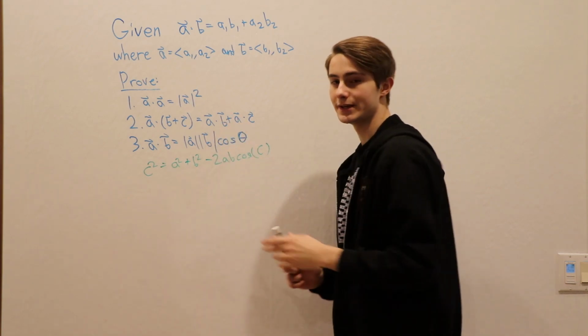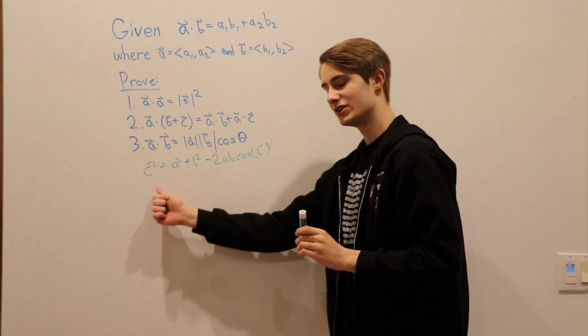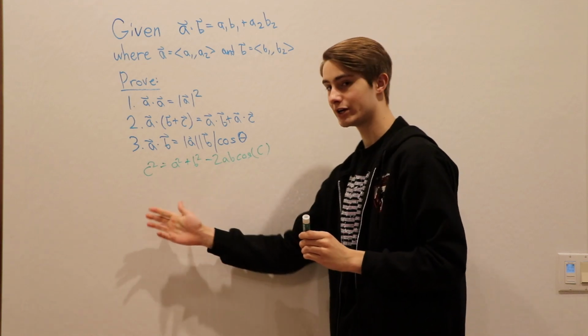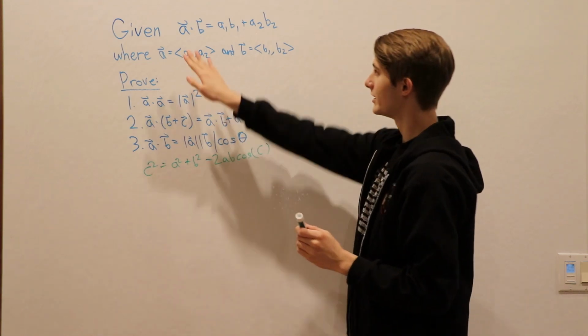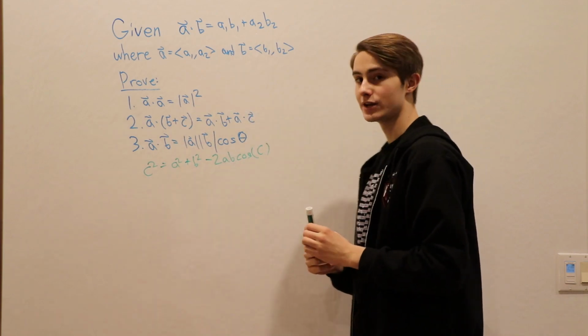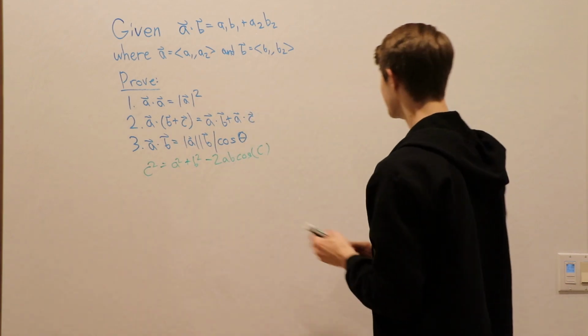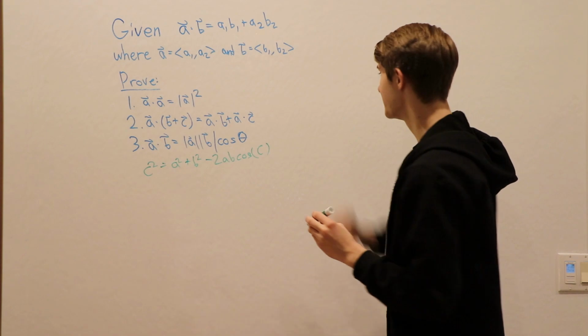So maybe we can try to relate these two. But in this case, the law of cosines is about a triangle. So we're going to have to figure out how to take our vectors and get a triangle out of them. So to start, let's draw the two vectors that we have, a and b.